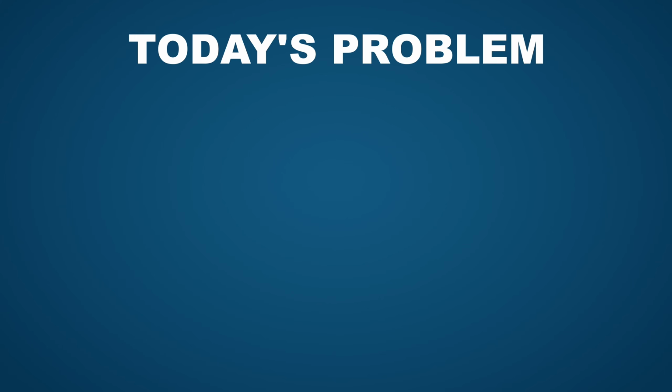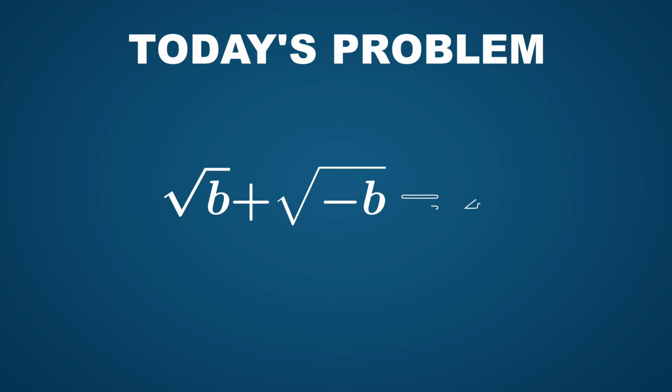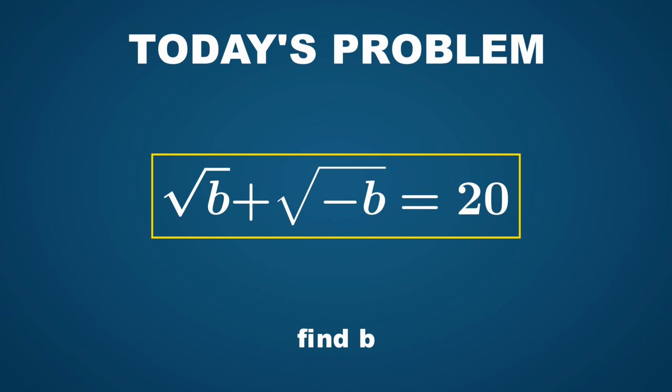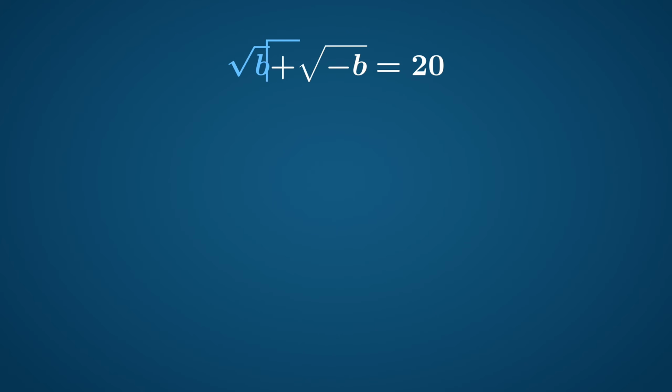Here's today's problem. The square root of b plus the square root of negative b equals 20. We want to find b. We start by looking at the two square roots themselves.